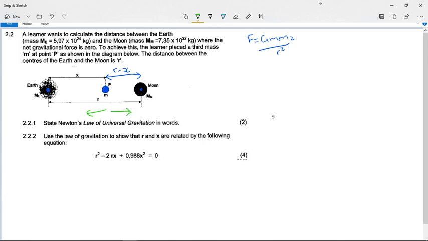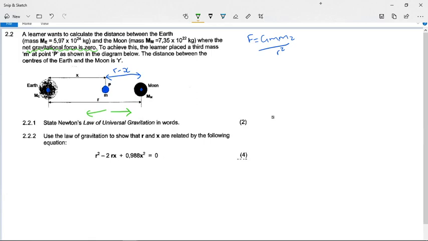And what they've said to you is the net gravitational force is 0. So that means that the Earth is trying to pull P into it, and the Moon is trying to pull P into it. Sorry, not P, it's M. It's at the point P. So when you put M at the point P, the Moon says, come to me, M, this way, and the Earth says, come to me, M, the other way.